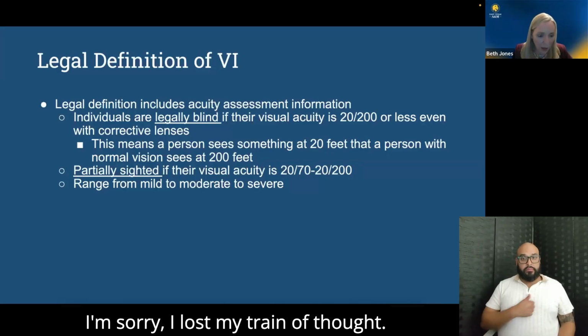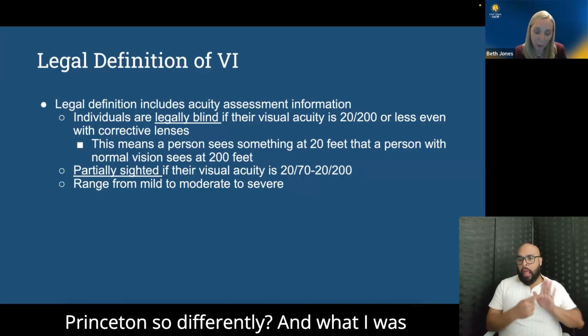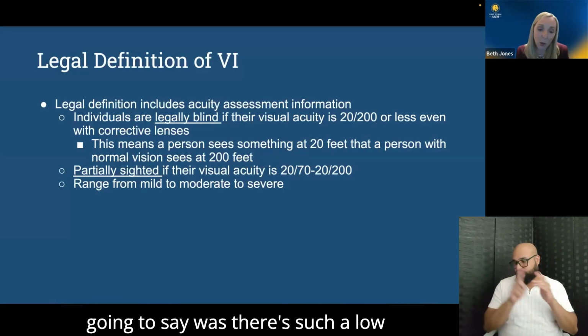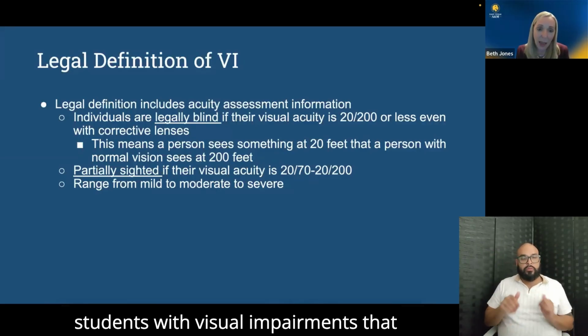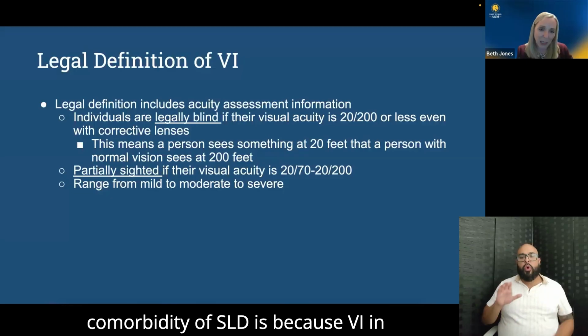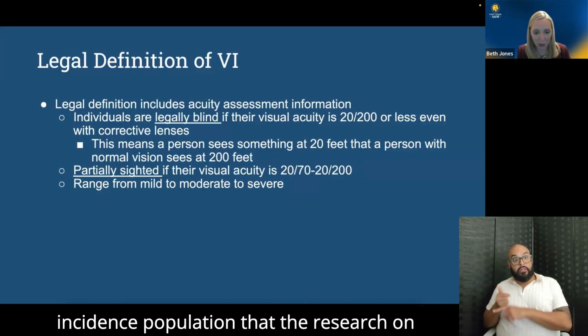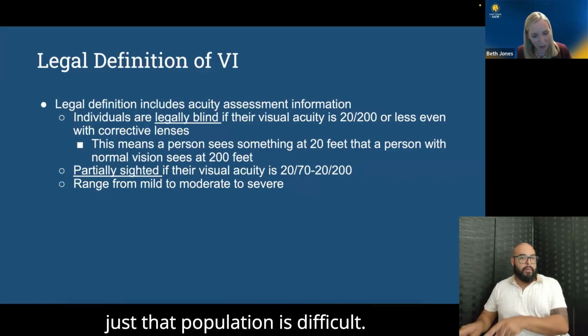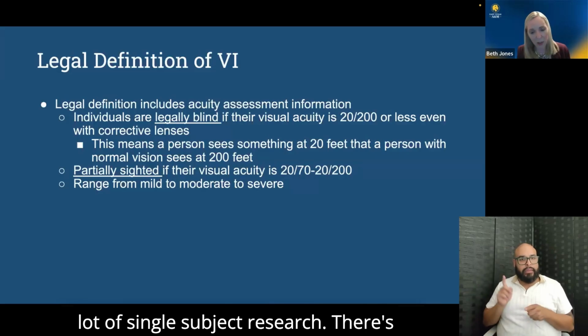I'm sorry, I lost my train of thought. Basically, how does it present, and it presents so differently? And what I was going to say was there's such a low prevalence rate of students with visual impairments that it becomes part of the challenge in this puzzle with the comorbidity of SLD, because VI in itself is such a low prevalence, low incidence population that the research on just that population is difficult, where you're looking at having to do a lot of single subject research.